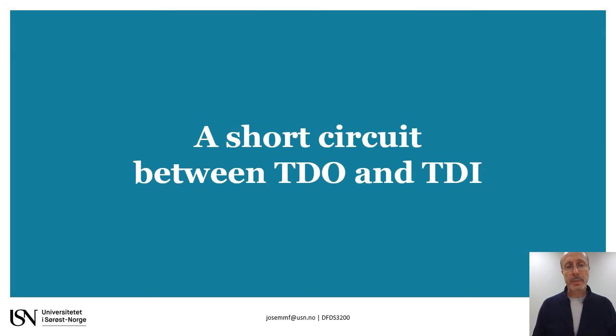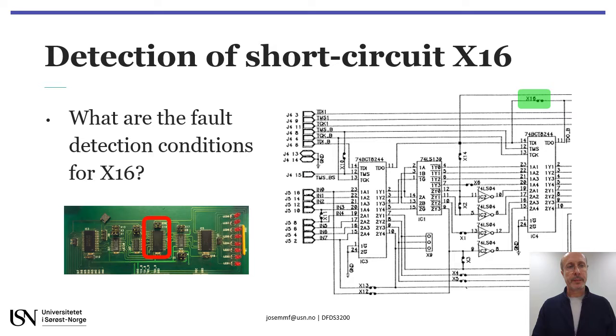Let's consider a specific example to see how this works in practice. Since X16 is a short circuit fault, we should drive the two pins to opposite logic values. In this case, that corresponds to TDO of IC3 and TDO of IC4.